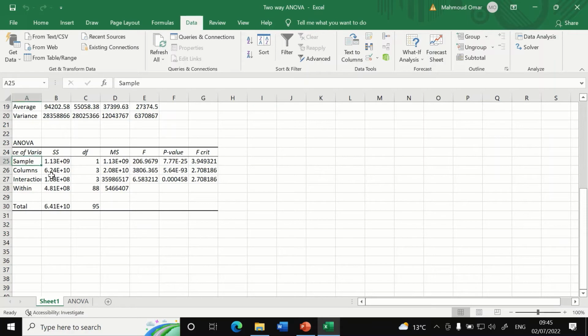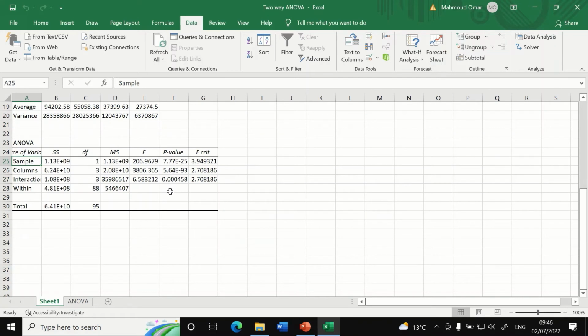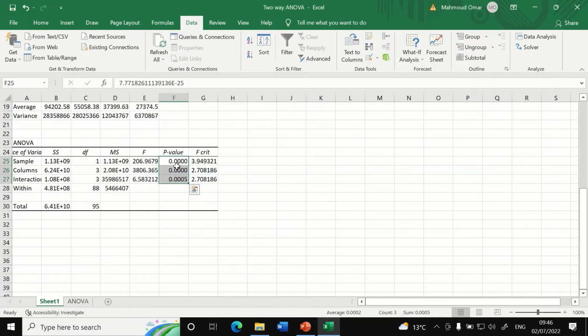The first cell here, sample, will represent the gender factor, male or female. There is a significant difference between the salary earned by male and females. Just going to edit this a little bit by clicking on format cells, making it a number, and reducing it to 4 decimals. As we can see here, a p-value is generated. So this p-value indicates that there is a difference in terms of the salary earned between males and females.